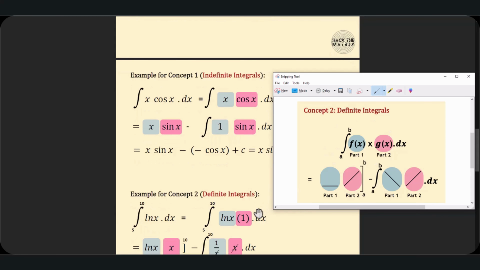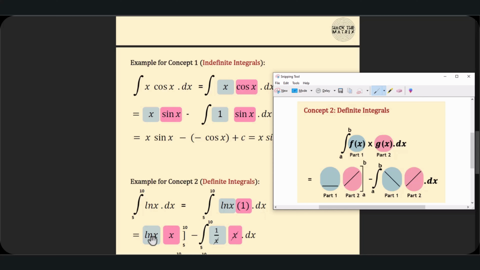Applying the technique, let me scroll down. We retain part 1 as it is, and then we integrate part 2, which is going to be x, with the limits that we can substitute in the next step, minus the integration again based on this rule, or this method, from 5 to 10, and I have the derivative of ln of x, which is 1 over x, and again the integration of 1 is going to be x. Simplifying and cancelling those terms, we have only 1 left, and the integration of 1 is x.